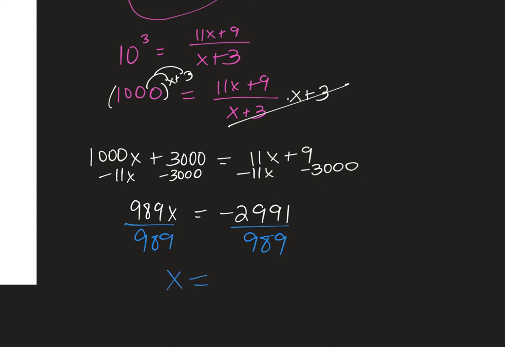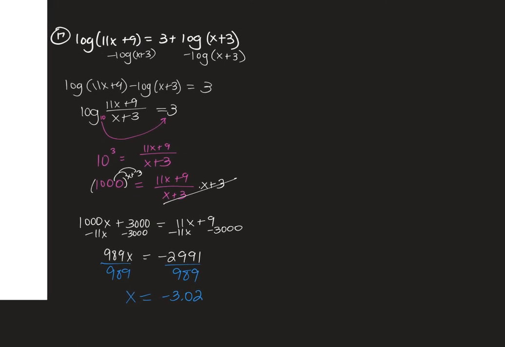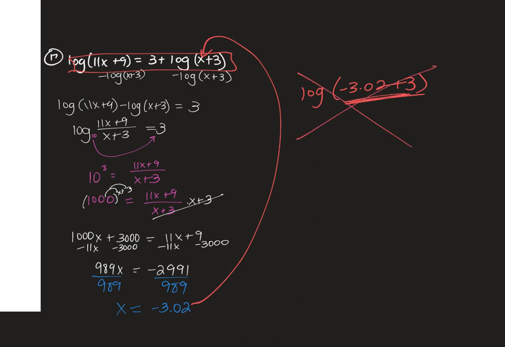Negative 2991 divided by 989, and I get negative 3.02. But the original question has logs, so you got to check. As soon as I check this one, I end up with log of negative 3.02 plus 3. That's going to give me a negative, which means you rule it out. Okay, I put positive 3.02. Oh, okay. Just watch your sign.